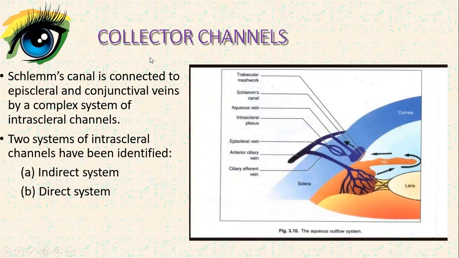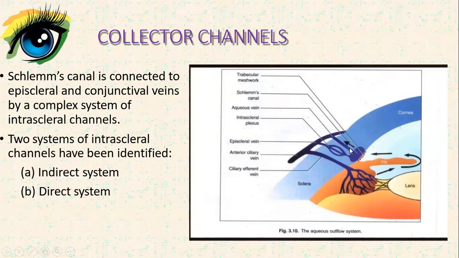Collection channel or collector channels. As I said just now, they are collecting from the canal of Schlemm, basically collecting the aqueous humor and draining it from the aqueous vein to the episcleral vein. So say this is the canal of Schlemm, this is the aqueous humor. You can follow the direction. The production takes place in the ciliary body and then goes here. That is the first structure. What is that? Trabecular meshwork. Then canal of Schlemm.